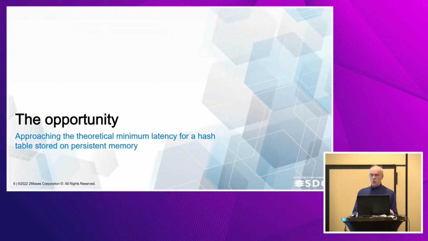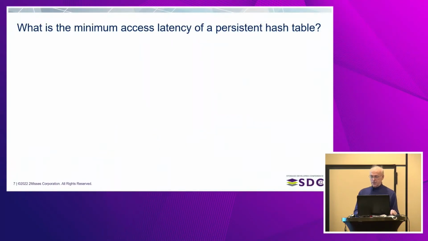So the question is, what is the possible speed that we could get in theory for a hash table based on persistent memory storage? And that's what most of this is about, persistent memory, because I wrote it before the Intel announcement. But I'll get to SSDs later.